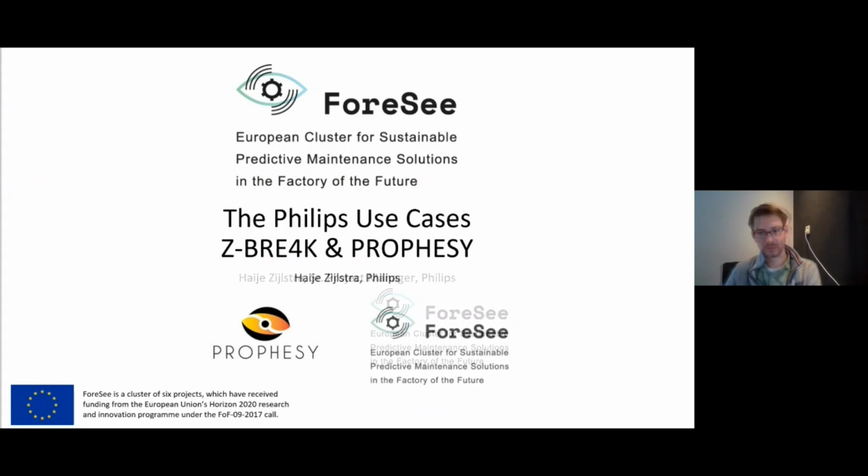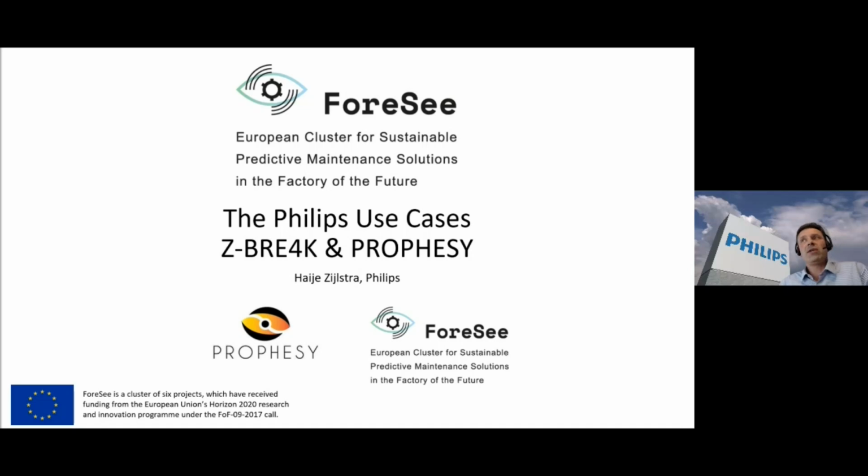My name is Haije Zijlstra. I'm Senior Project Manager within the Global Manufacturing Engineering team within Philips. And I have been the project leader for Prophecy Work Package 7 for the past 3 years. Prophecy just finalized by the end of September, and Work Package 7 concerned the instantiation of the Prophecy PdM solutions at both the factories of Jaguar Land Rover as well as Philips. And as already said, in the next webinar in November, the Jaguar Land Rover use case will be presented.